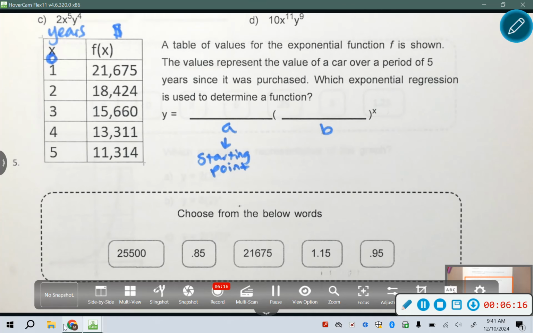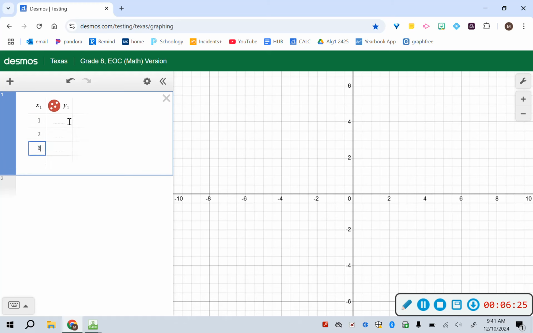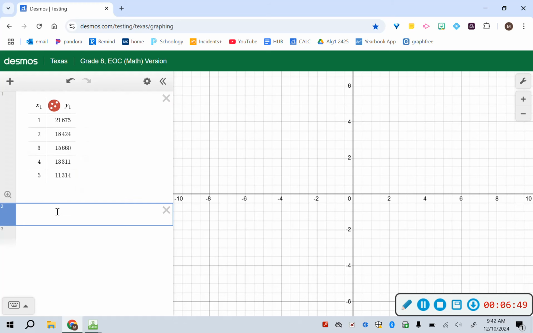So we're going to come to our calculator, and we're going to do plus sign table, and we're using regression, which is the y1 squiggle, but we have to type in our table first. So 1, 2, 3, 4, 5. And my y's are 2, 1, 6, 7, 5. Okay, so there's my table. And then on the second line, I have to do my y1 squiggle: a, parentheses, b, parentheses, all to the x power, and we x1.